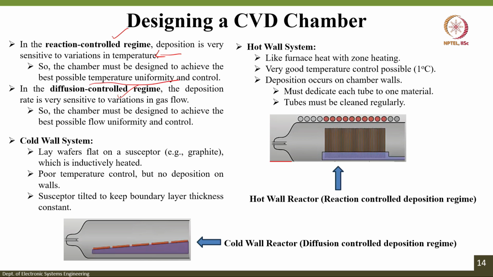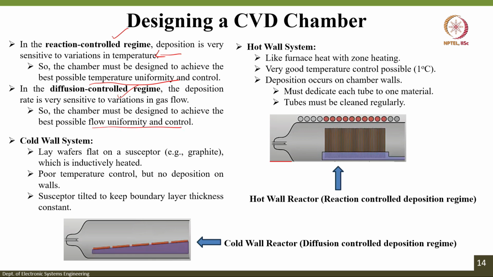Whereas, moving on to a diffusion control regime, whenever you are designing a chamber that needs to be operated in the diffusion control regime, the main control factor or the key point would be the variation in the gas flow. So, in that regime, when you design the chamber, you have to design it such that you have the best possible flow control and uniformity in the chamber.